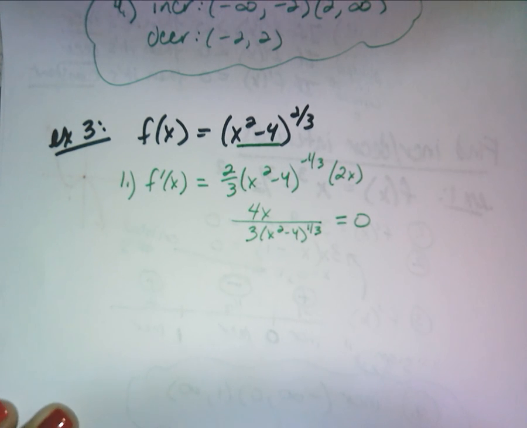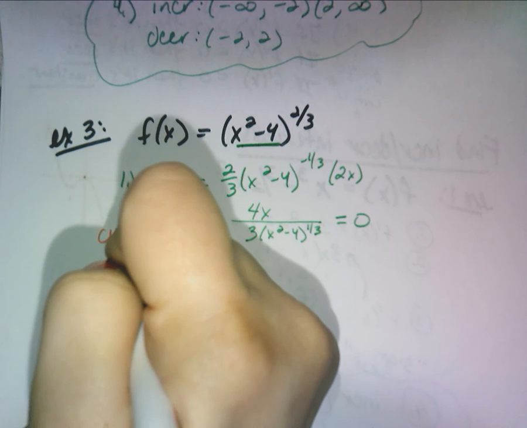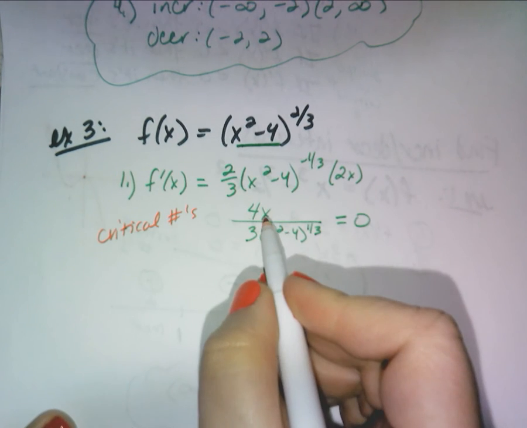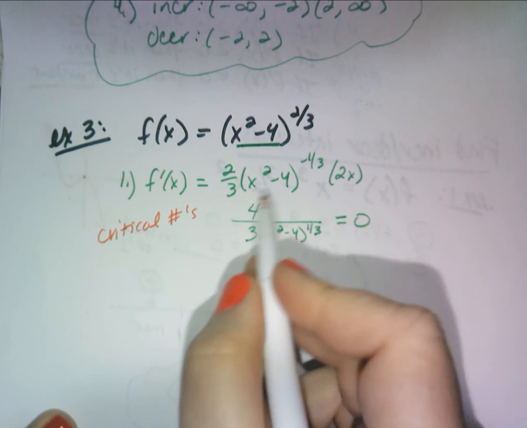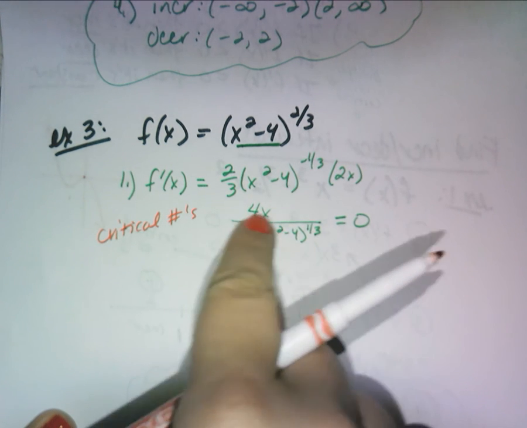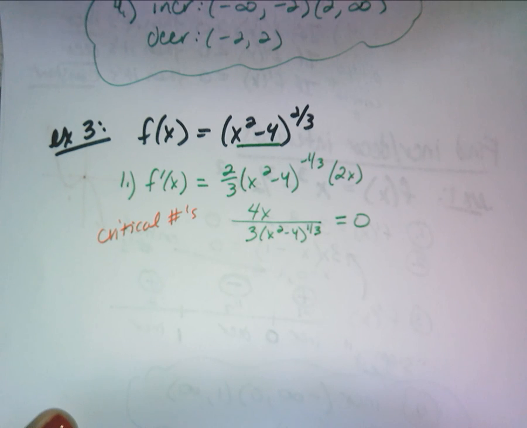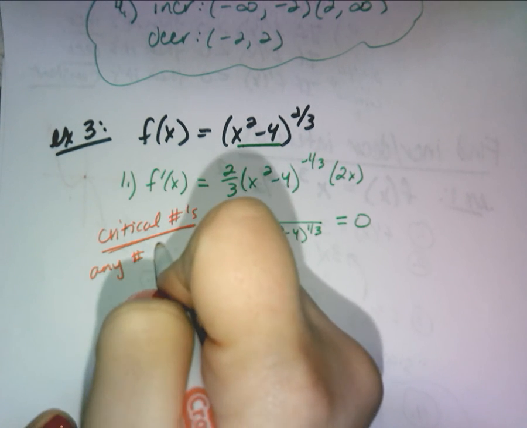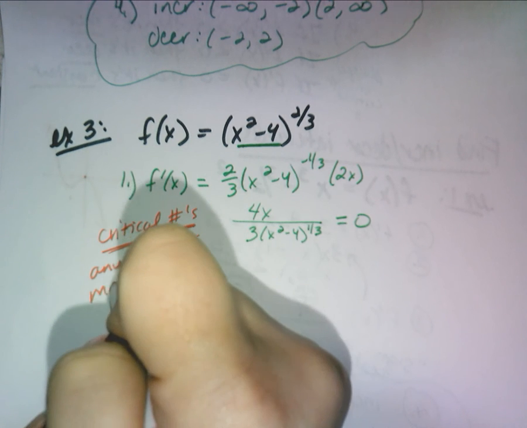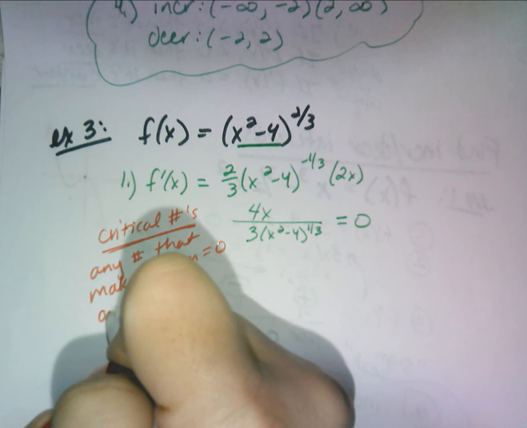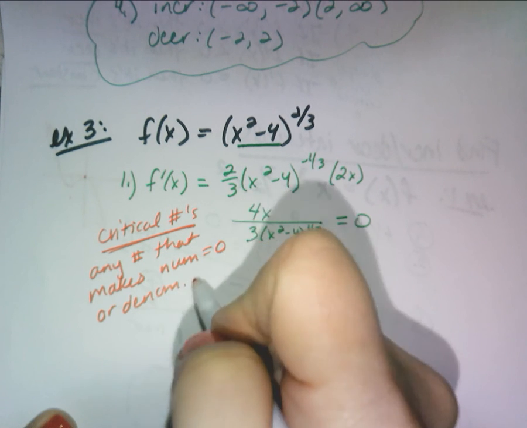If I set this equal to 0, and I want you to write this down, because we got to find critical numbers. Your critical numbers, by definition, are numbers that make the numerator 0, which almost everything we do is usually in a numerator, but also make the denominator undefined, or 0. So critical numbers are any number that makes the numerator equal to 0 or the denominator undefined.